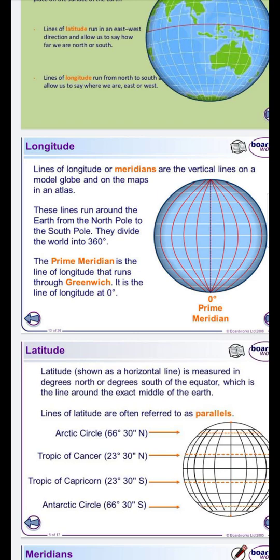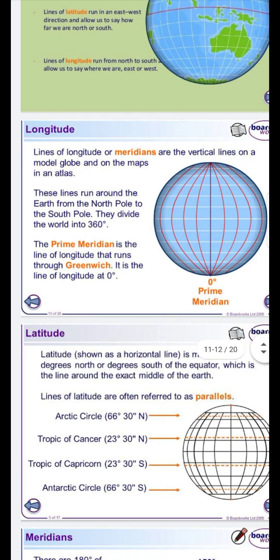important notes about longitude. Lines of longitude, or meridians, are vertical lines on a model globe and on the maps of an atlas. These are the longitude lines. You have to draw also, you have to write all the definitions and all the topics which I have given you in the PDF. You have to write it.